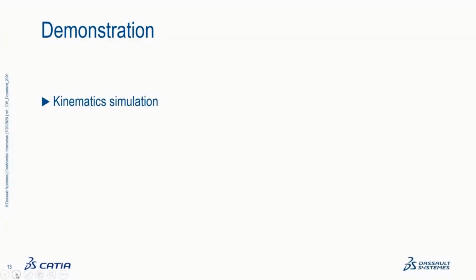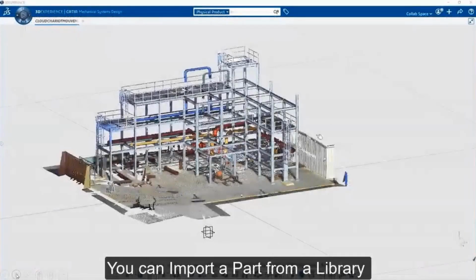Next is an example of the integration of all these capacities in CATIA. For example, in that case, you will benefit from the capacities to create kinematics to move an element inside the cloud of points.